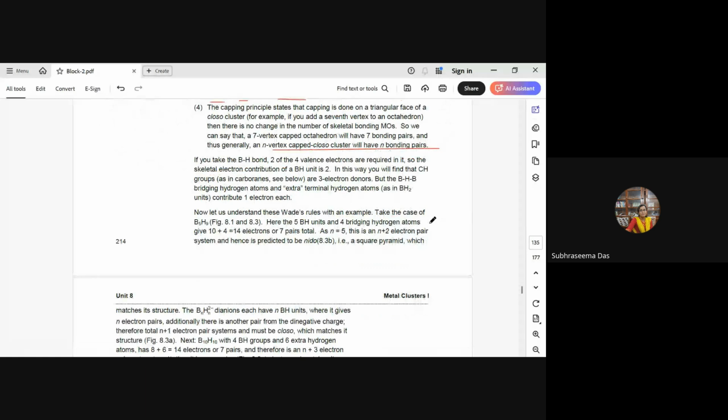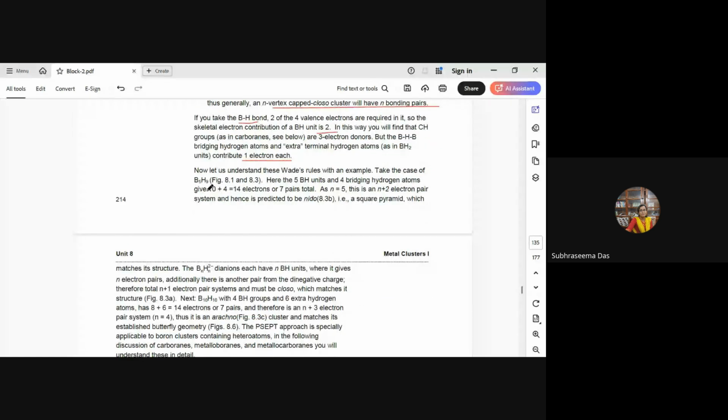So we'll take an example and understand Wade's rules. If we take the BH bond, two of the four electrons are in it. So the skeletal contribution of BH always becomes 2. This we have to remember. In this way we can see that a CH group is a 3 electron donor, but BHB bridging hydrogens are extra terminal electrons and they contain 1 electron each.